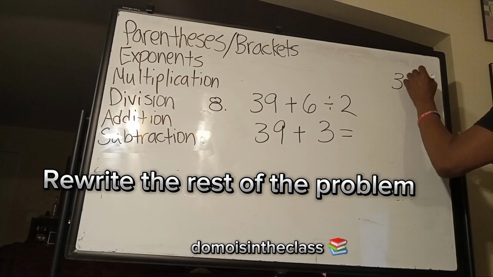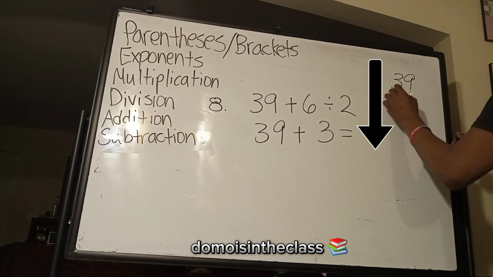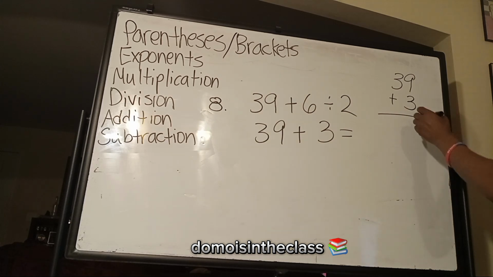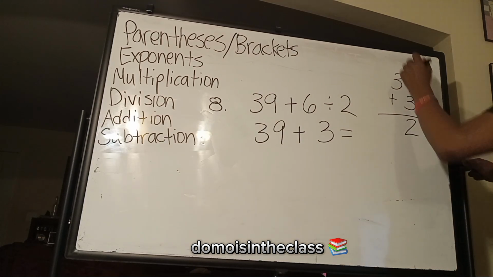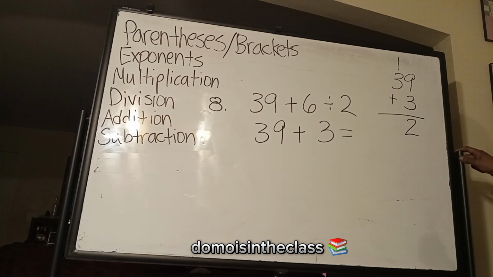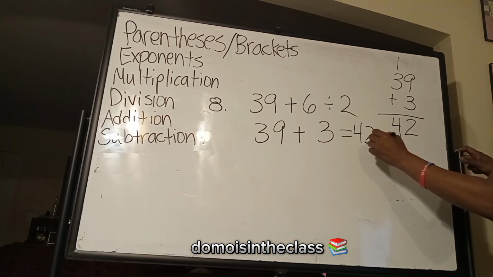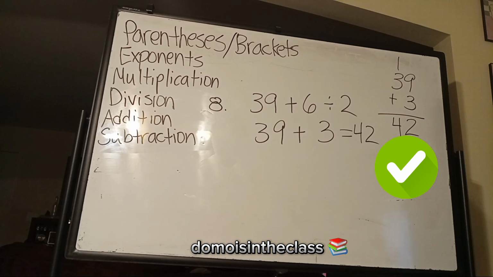And I always like to write it vertical. So 9 plus 3 is how much? 9 plus 3 equals 12. All right, carry the 1. And 1 plus 3. 1 plus 3 equals 4. And we get an answer of 42. Great job.